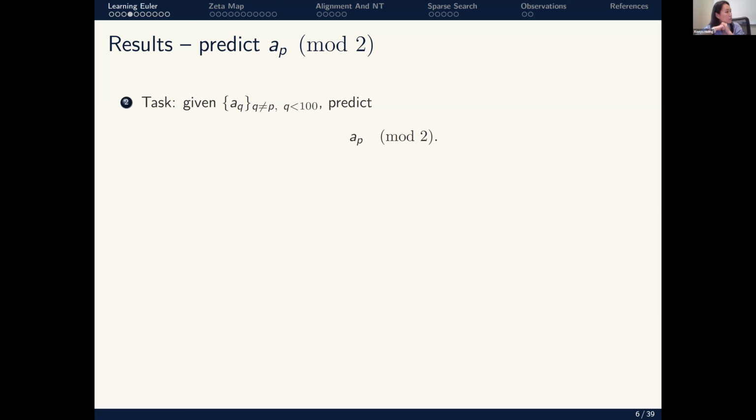The second experiment we ran was: if the model cannot predict A97 perfectly, can we give it an easier task? For example, can you predict A97 mod 2 correctly? That should be easier because there are just two possible values. And there's nothing so special about 97, so we can also ask it, for every other prime less than 100, to predict A2 mod 2 or A3 mod 2.